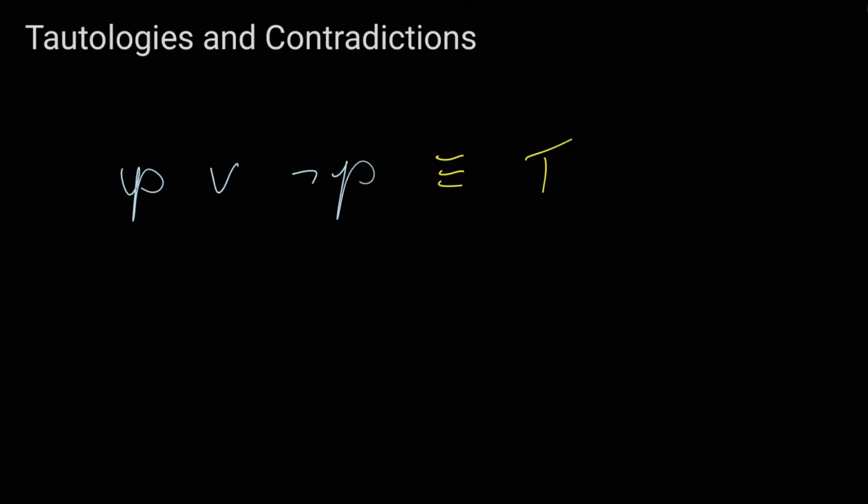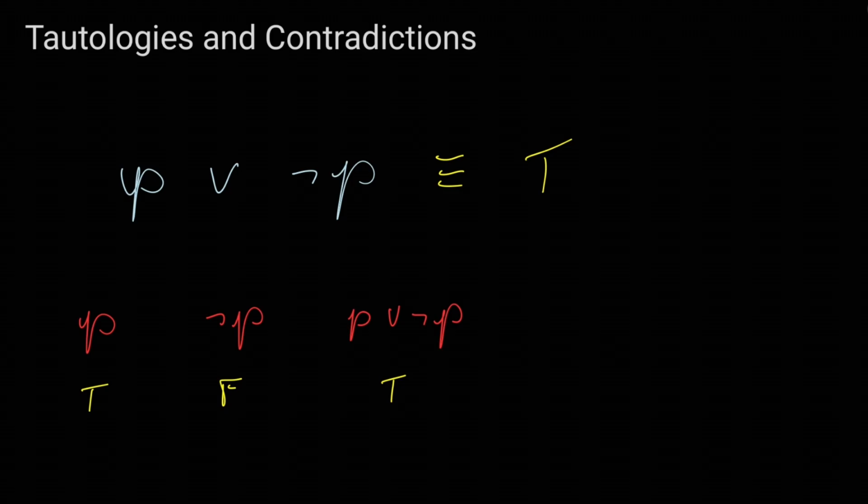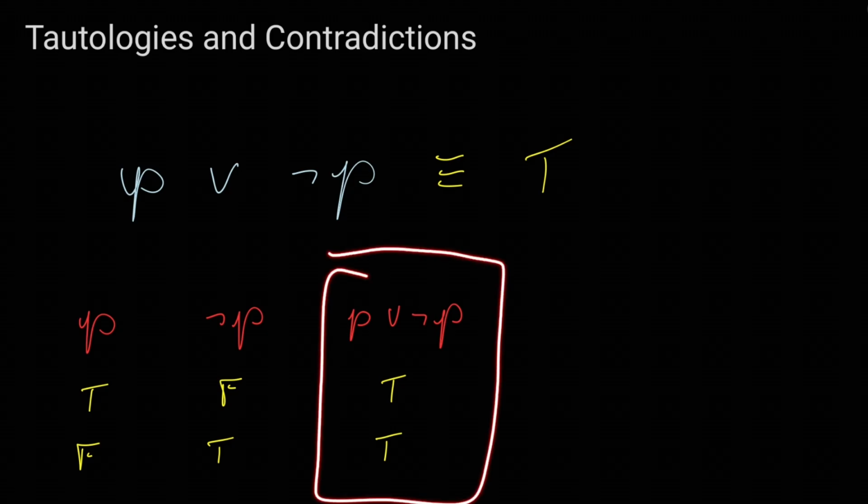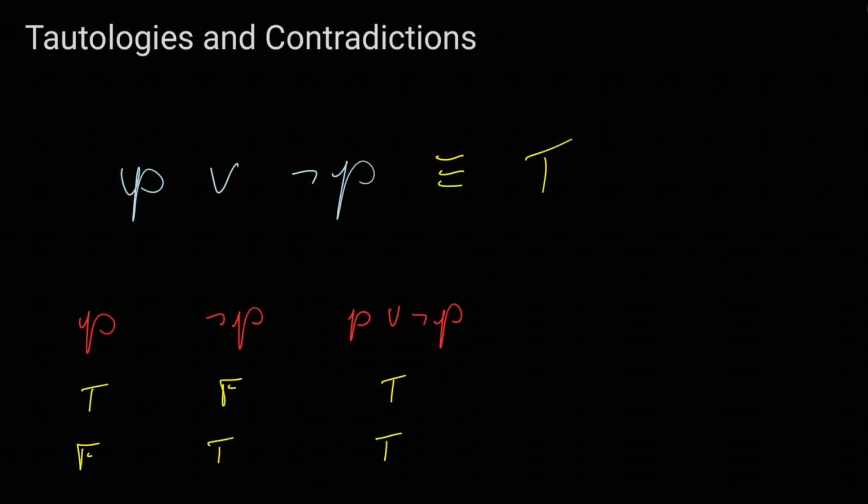Let's look at its truth table. We have P, not P, and P or not P. If P is true, not P is false, P or not P is true. If P is false, not P is true, P or not P is true. And of course, as you can see, P or not P is always true, which makes it a tautology.